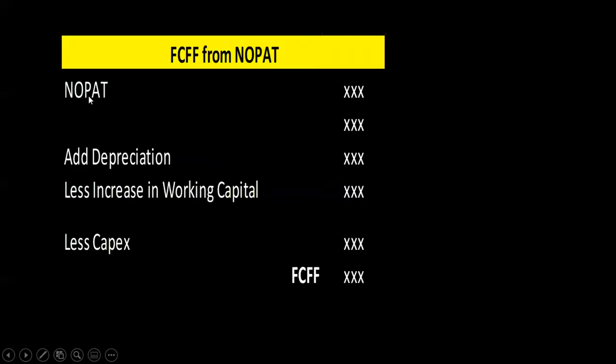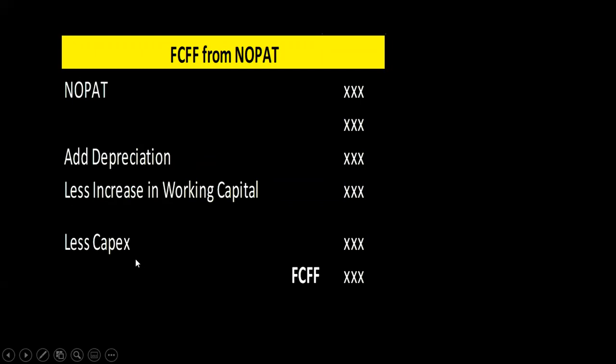So therefore, FCFF is equal to NOPAT, add depreciation and other non-cash items, less increase in working capital, or add or less changes in working capital, less CAPEX.